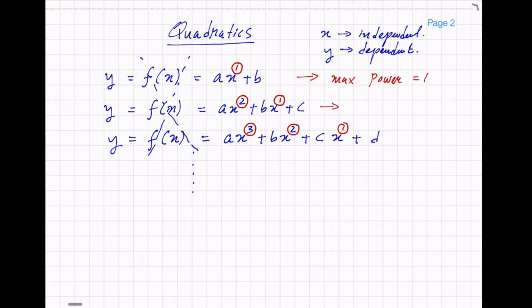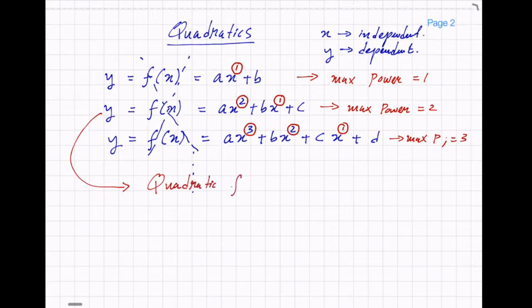What is the maximum power here? The maximum power here is 2. The maximum power here is 3. An equation whose maximum power is equal to 2 is called a quadratic. So this is going to be the quadratic function.